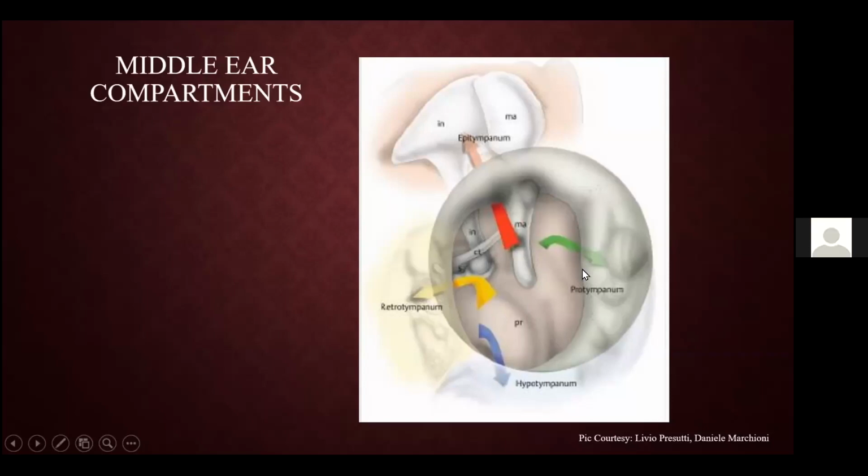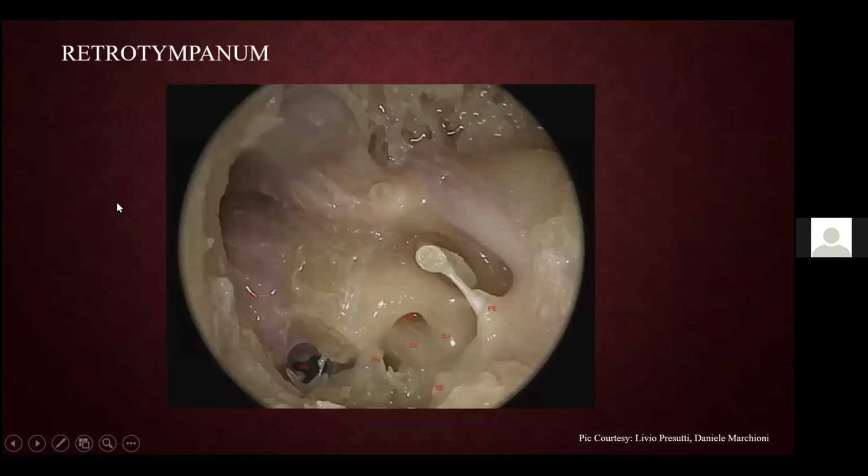So the mesotympanum, the central and the biggest compartment, communicates anteriorly with the protympanum, inferiorly with the hypotympanum, posteriorly with the retrotympanum, and superiorly with the attic or the epitympanum. The communication is only through a small opening, and majorly there is a diaphragm or epitympanic barrier which prevents communication between the mesotympanum and the epitympanum. So let's study the endoscopic anatomy of each compartment one by one.